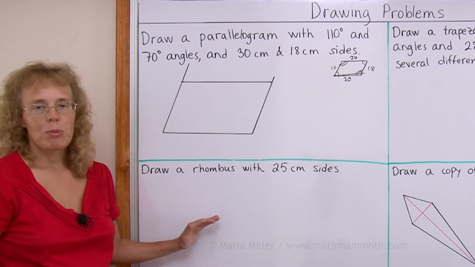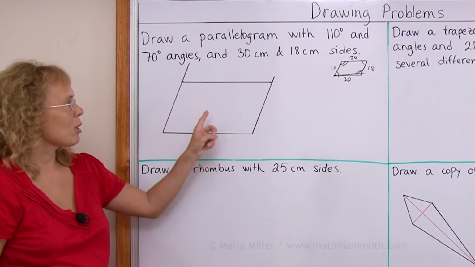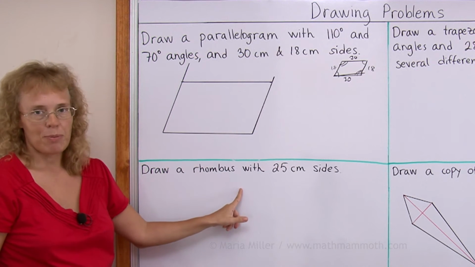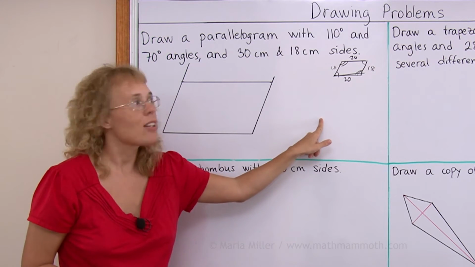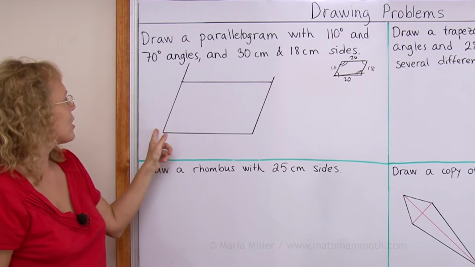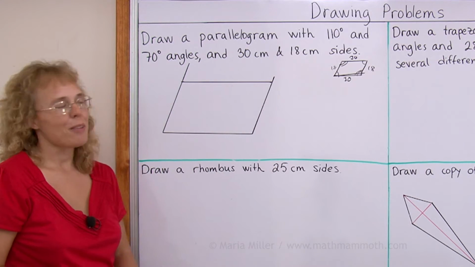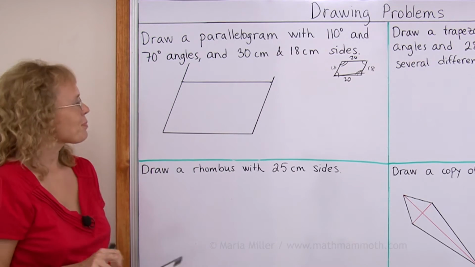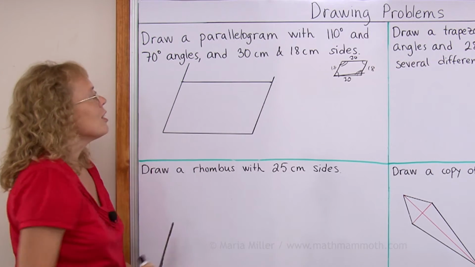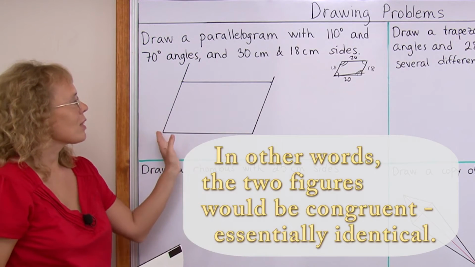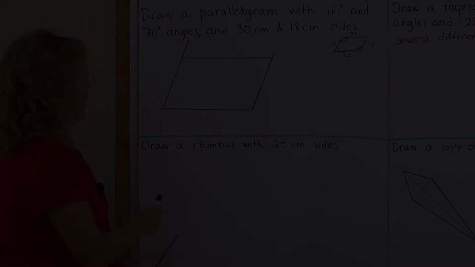And in all of these problems we need to think if, with the information given here, we can draw only one unique shape, or if we could draw several. Like in this case, I could have drawn another parallelogram where it would have had a 110 degrees here and 70 degrees here. It would have been slanted the other way, so to speak, but otherwise identical. And even if I had chosen 18 centimeters here and 30 here, it would have been as if this had been turned standing up.